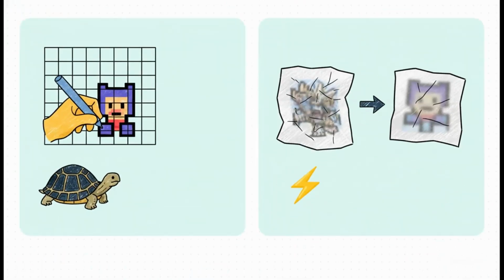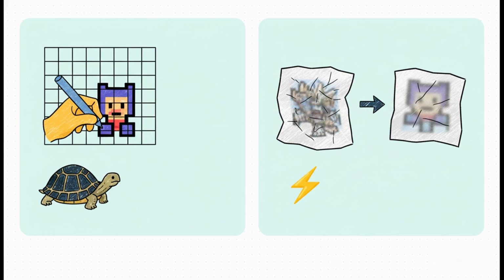Okay, so on one side, you've got AutoRegressive models. These work exactly like the language models we know and love, predicting the next piece of the puzzle. For text, that's the next word. For images, it's the next pixel. They're super powerful, but they are painfully slow for images because those sequences are just too long.